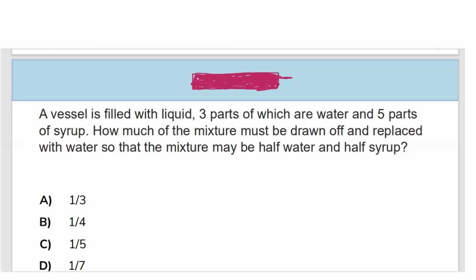Hello everyone. Today I'm going to start a very important question of the quantitative aptitude topic, allegation and mixture.